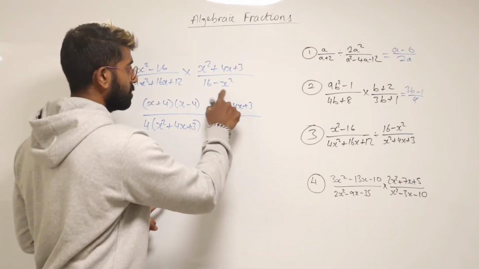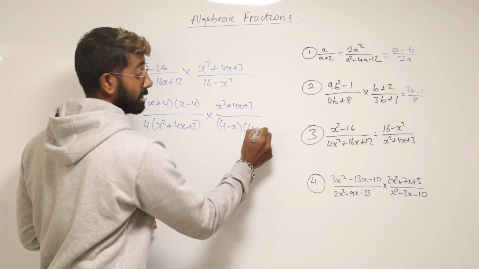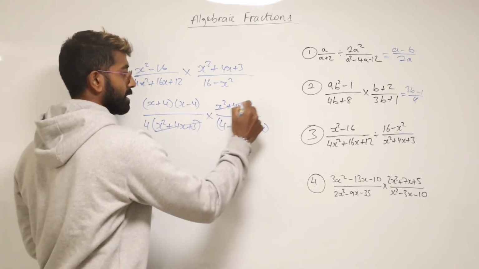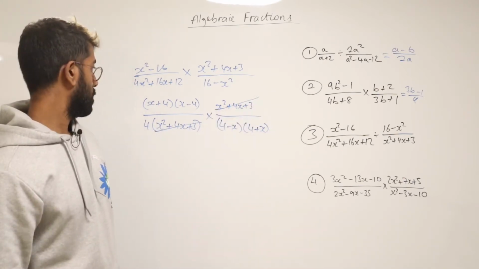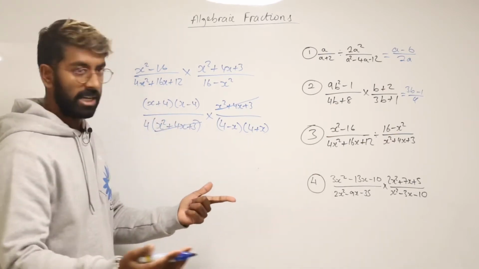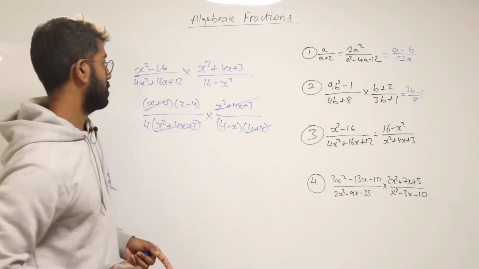And now down the bottom, this is also the difference of 2 squares, but it's going to be 4 minus x and 4 plus x. So we know we can cancel these for sure. Those are gone. But, oh yeah, and we've got this, x plus 4 and 4 plus x, that's the same anyway. So we can definitely get rid of those.